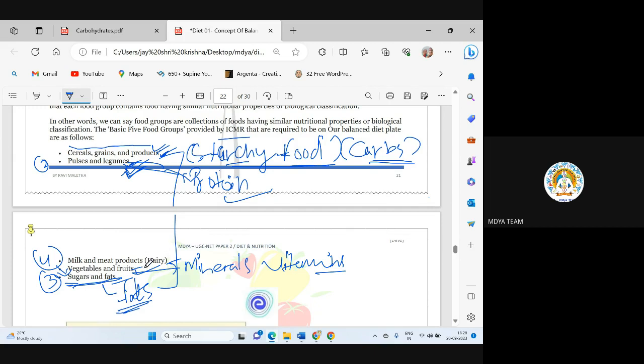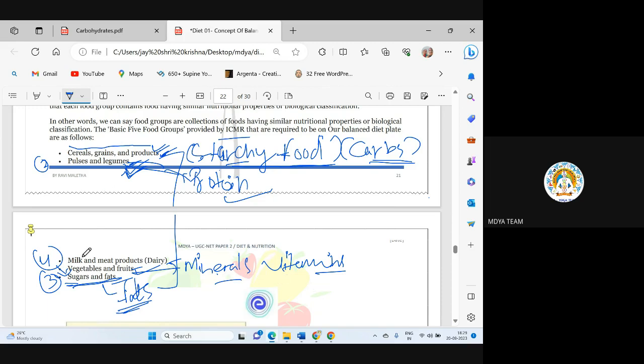All the vegetables and fruits are very good sources of minerals and vitamins. Some vegetables contain vitamin A, some contain vitamin B, some contain vitamin C. So if you are taking different types of vegetables and fruits, then you don't need to bother about whether you are taking vitamin A or vitamin B. So this category contains vitamins and minerals.